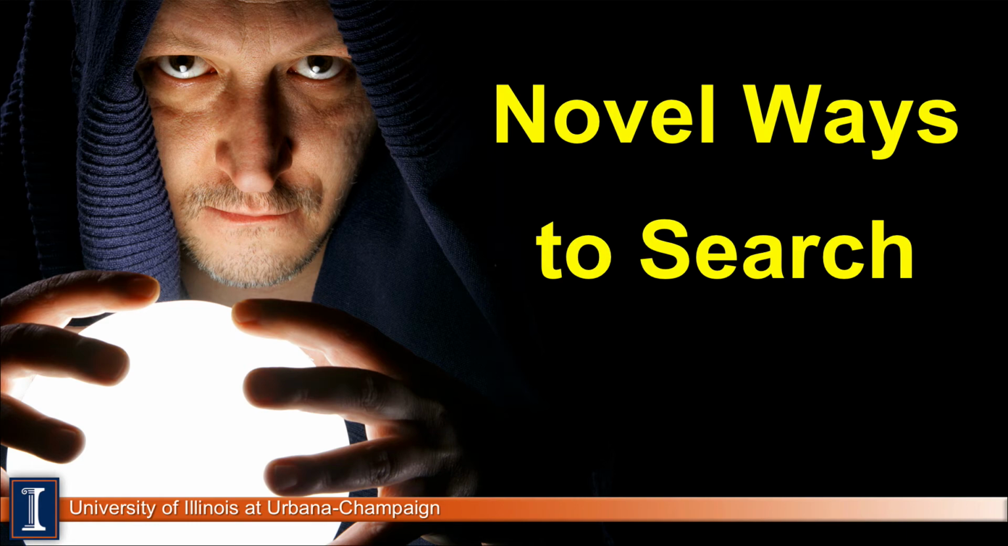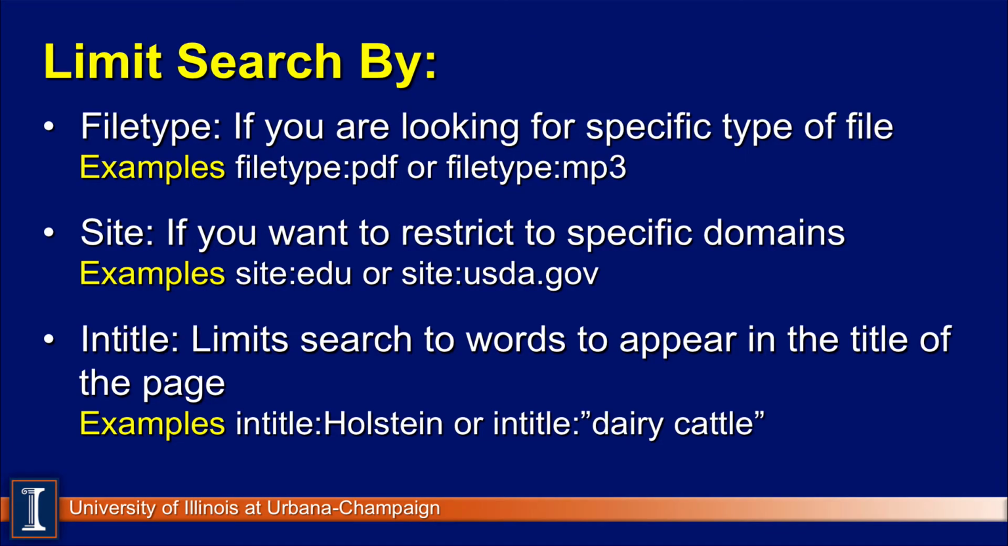Now let's look at novel ways to conduct a search. Here are three ways to uniquely limit a search. One is by file type, the other is by site, and another is in title. Let's go over these. The file type, if you're looking for a PDF or an MP3 or whatever file you're looking for, what you can do is put your search terms in, then at the end of it, put filetype:pdf if you want PDF, and you can do that for any files.